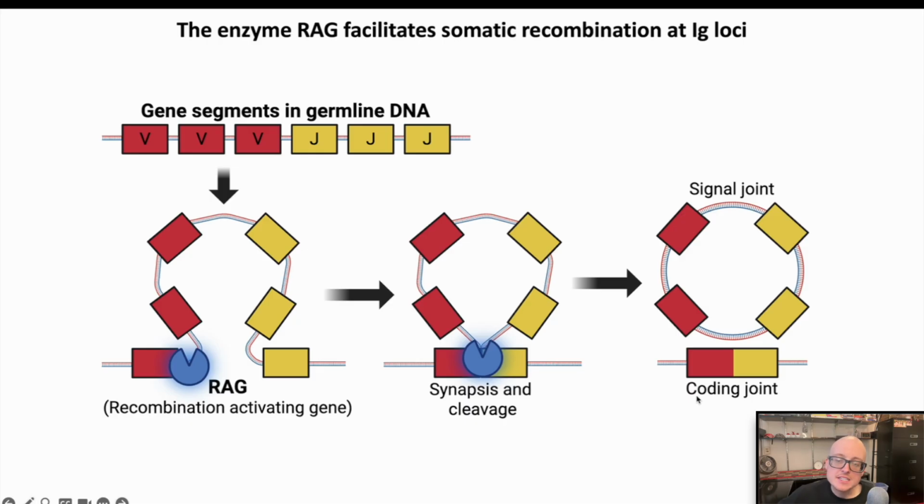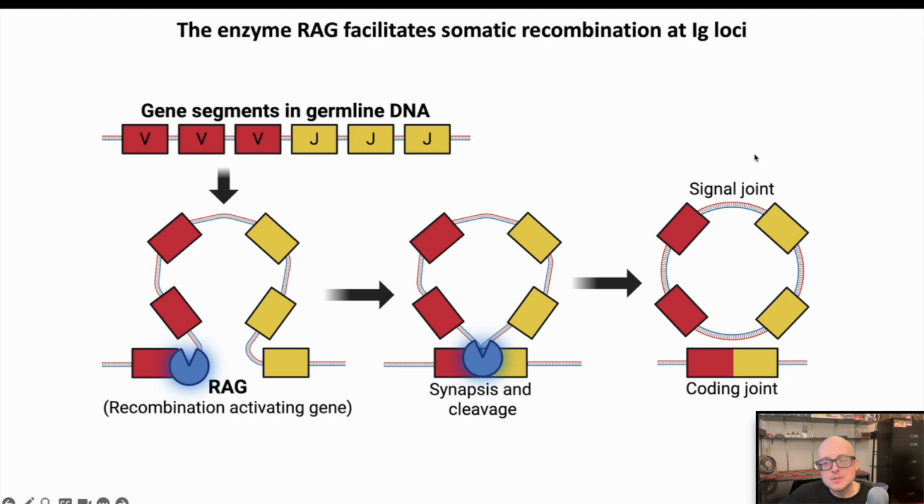A key idea here is that the coding joint is the piece of DNA that is actually going to code for, in this case, the light chain, or in general, it's going to code for whatever chain of the antigen receptor in question it is that we're trying to make. Whereas the signal joint is going to be non-coding. That probably makes sense. As you can see here, it's a circle of DNA that's not very much good for transcribing RNA off of. And it gets its name as the signal joint because it contains the original signals that told RAG where to bind and where to initiate recombination.